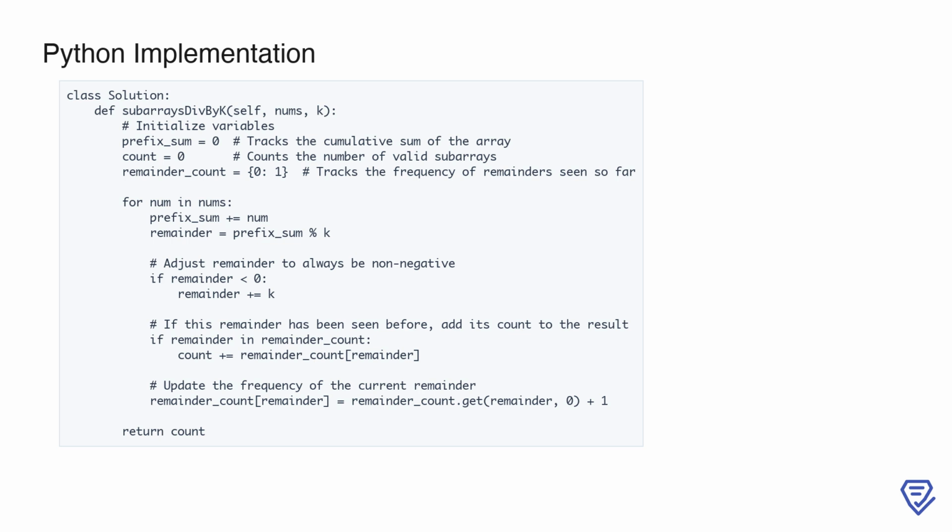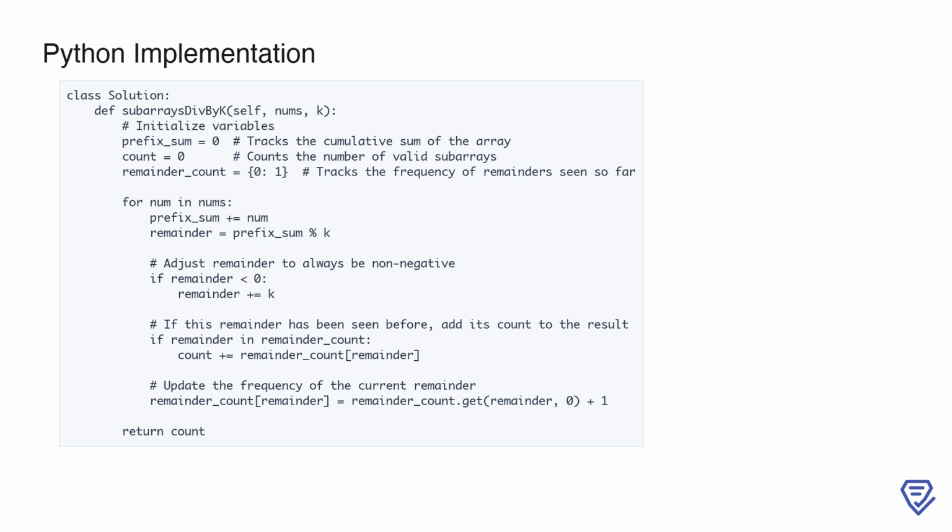2. Iterating through the array. For each number in the input array, we add it to the prefix_sum. 3. Calculating the remainder. After updating the prefix_sum, we calculate the remainder of prefix_sum % k. Since Python can return negative remainders, we adjust it to be non-negative by adding k if the remainder is less than 0. 4. Checking remainders. If the current remainder has been seen before in remainder_count, it means there exists at least one subarray ending at the current index whose sum is divisible by k. We add the count of this remainder from the dictionary to our count variable.